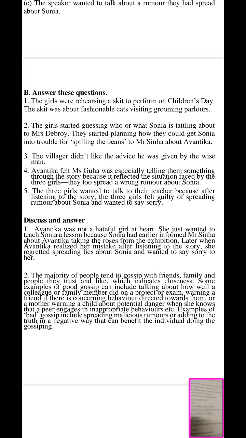Examples of bad gossip include spreading malicious rumors or adding to the truth in a negative way that can benefit the individual doing the gossip.